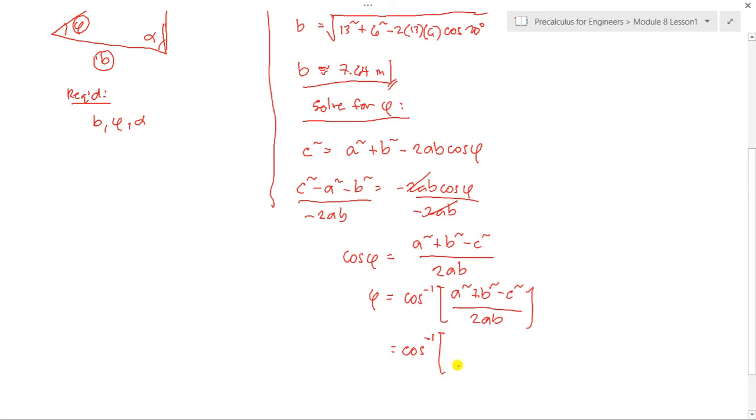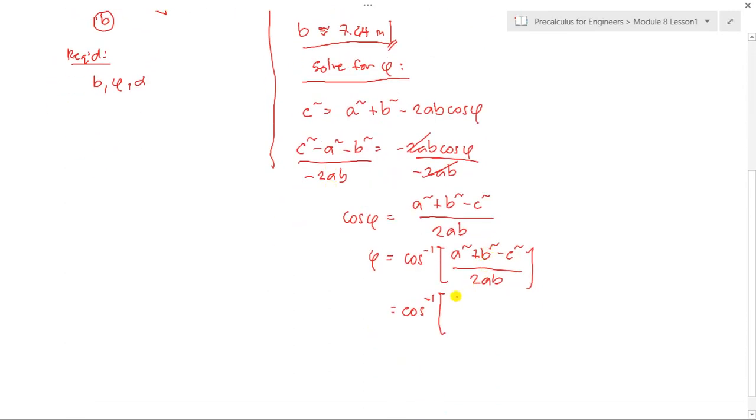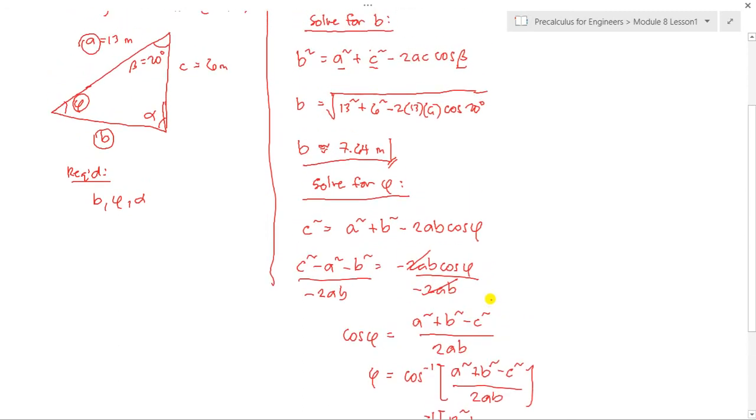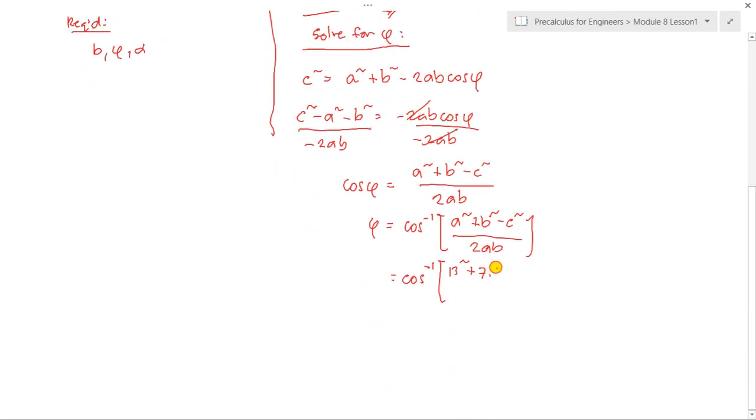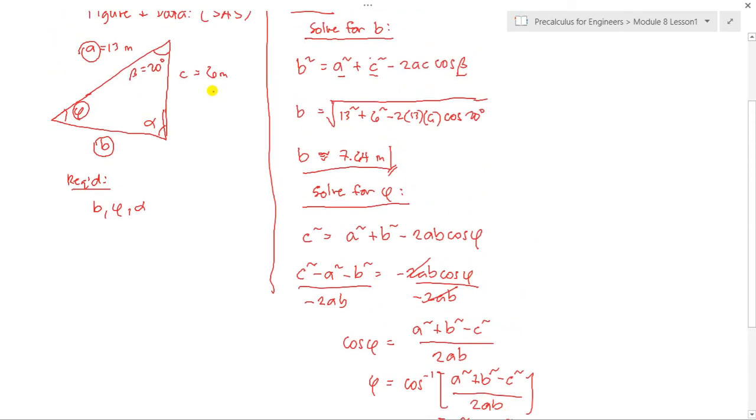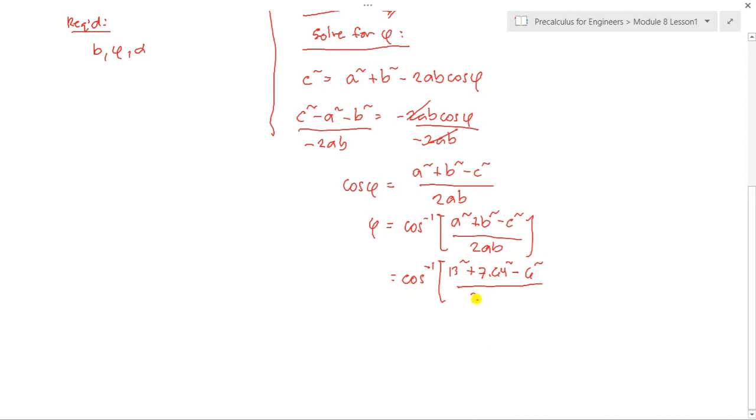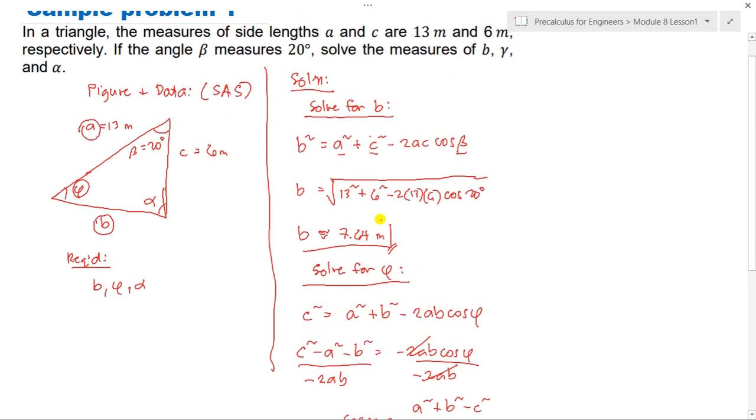Substituting the values, that is arc cosine. Ang A na to is 13. So that is 13 squared plus B, kanya to na solve 7.64 squared minus C. Our C given 6 meters. So minus 6 squared all over 2 times 13 times 7.64. So the answer for gamma is arc cosine of 13 squared plus 7.64 squared minus 36 all over 2 times 13 times 7.64. So the answer is approximately 15.55. Gamma is 15.55 degrees.